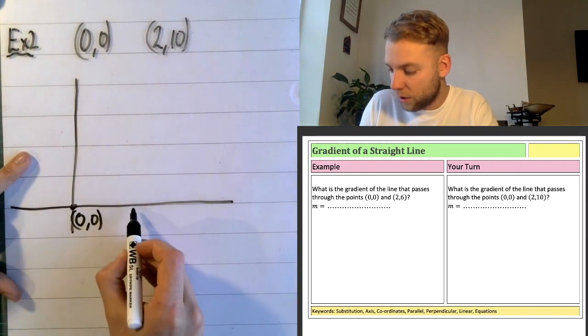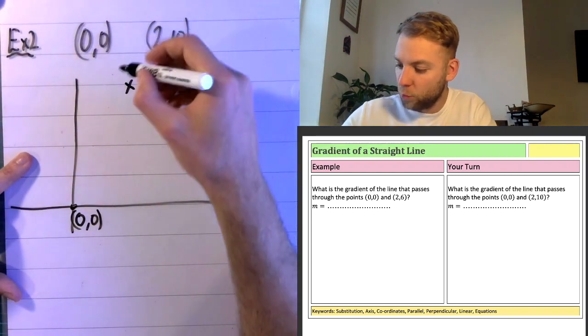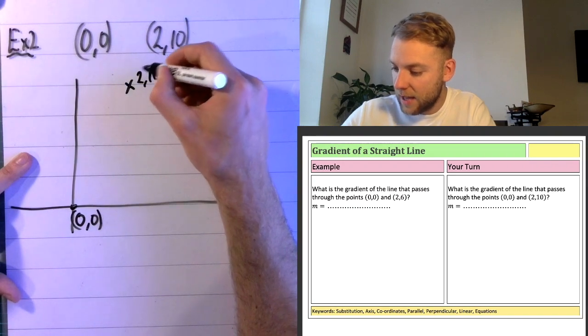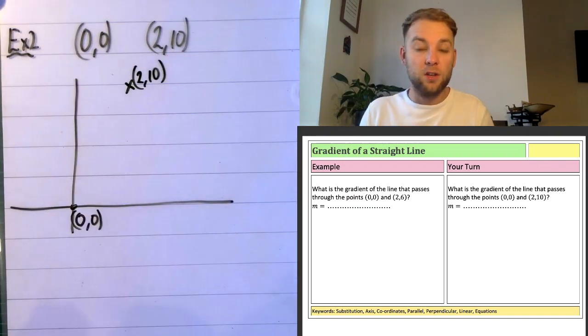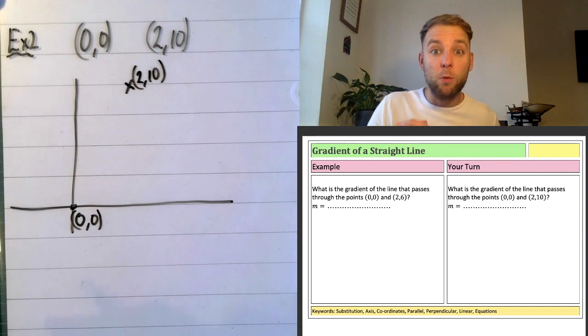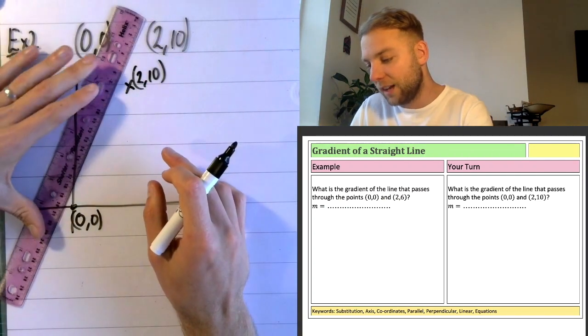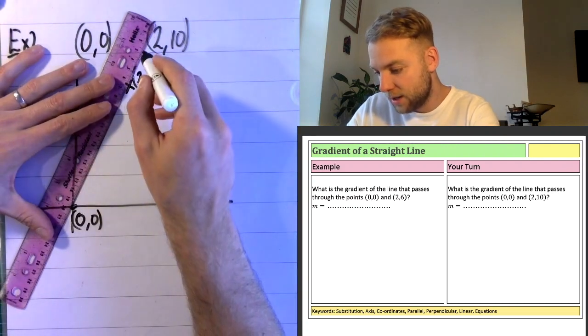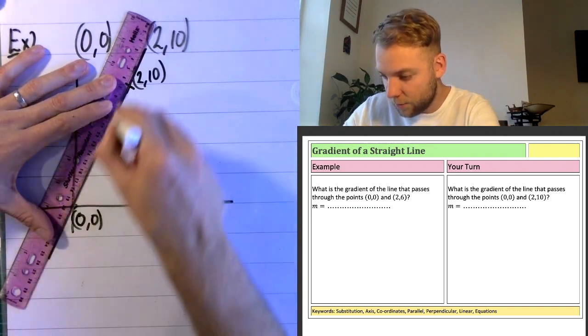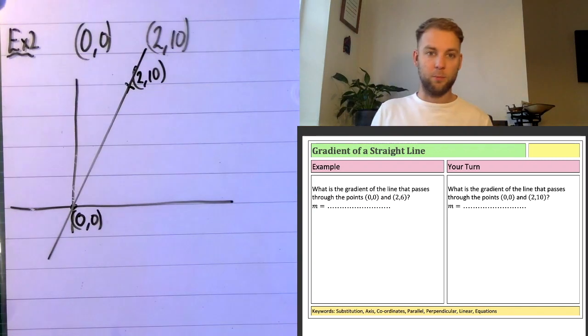I can just go 2 across, 10 up, as long as I'm going roughly where it is, so 2, 10. And remember, these points form a straight line, and that's what we're finding the gradient of. We're not finding the gradient of 2 points, we're finding the gradient of the line which connects these 2 points. So I'll draw that on there like so. There's my straight line. Brilliant.